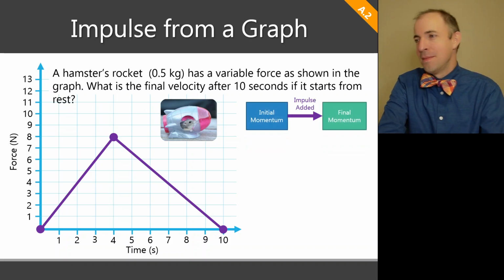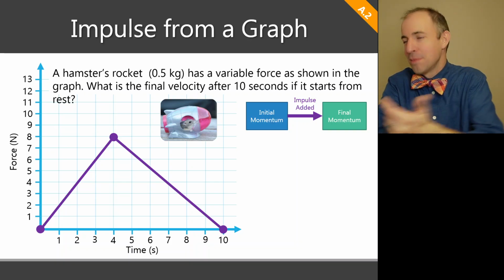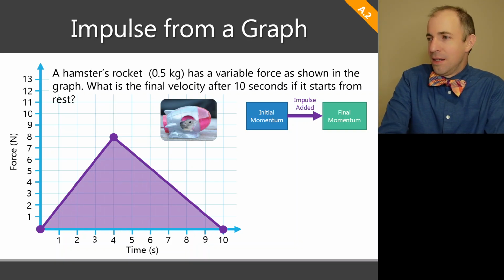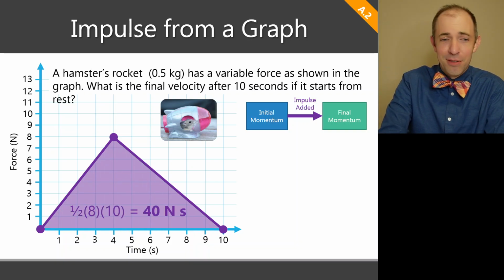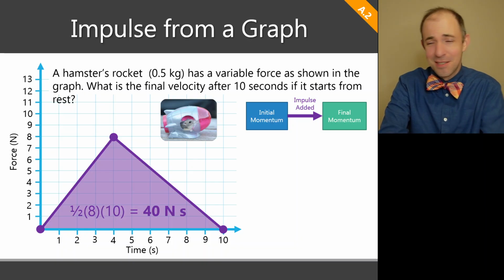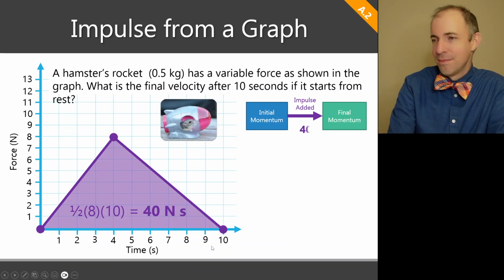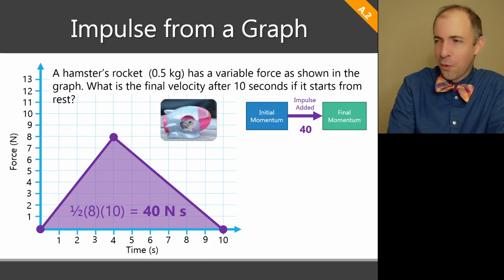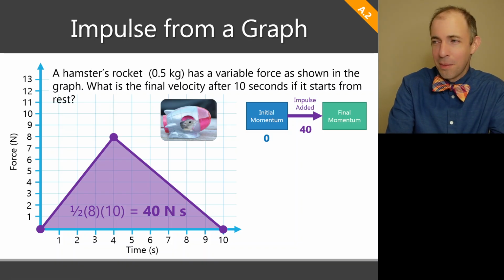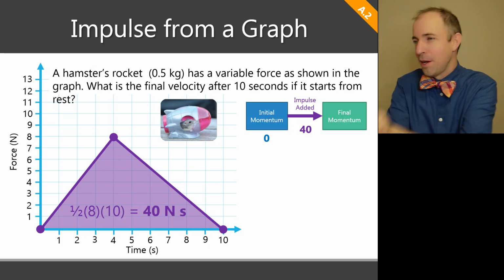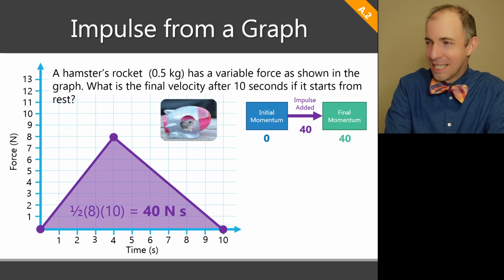Here's my setup: initial momentum plus my impulse gives me a final momentum. I can find my impulse. My impulse is going to be 40. It's this area under the graph, newtons times time. So my impulse added is 40. If it starts from rest, my initial momentum is 0. 0 plus 40 is a final momentum of 40.